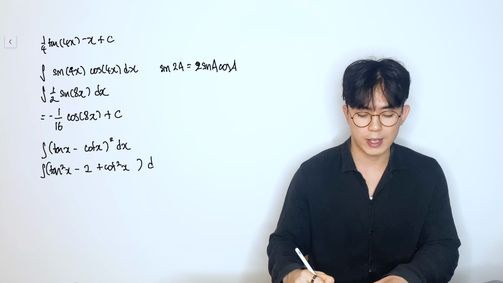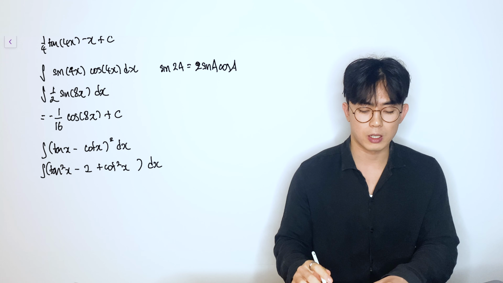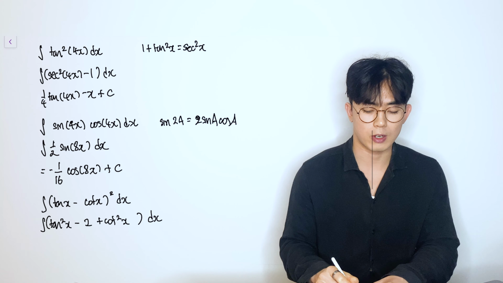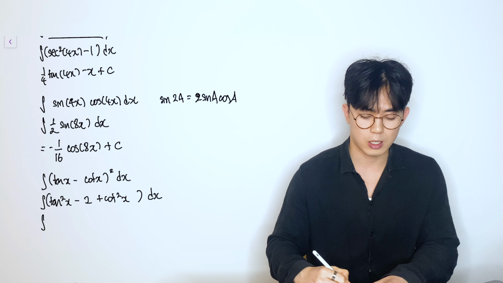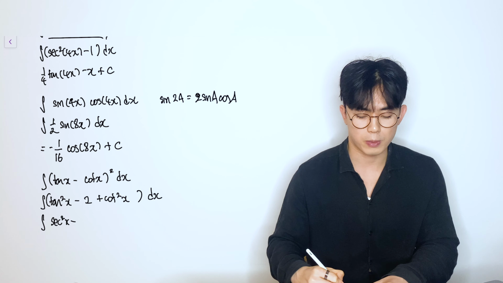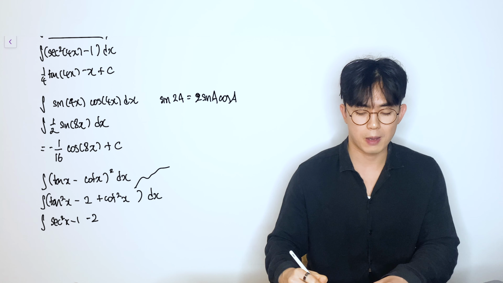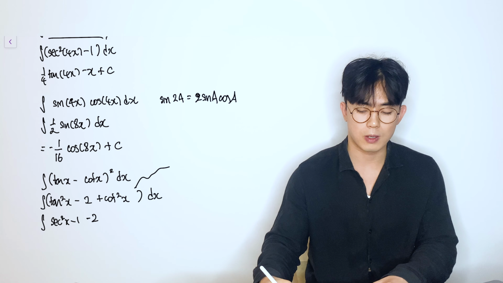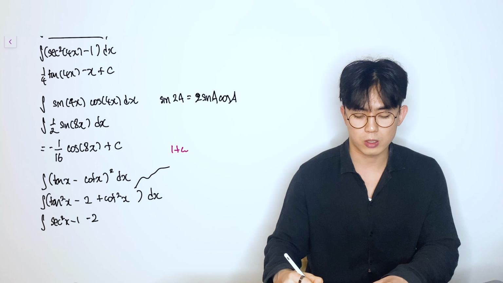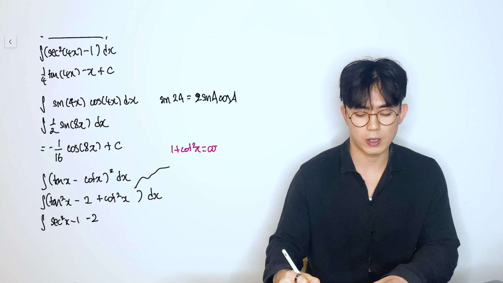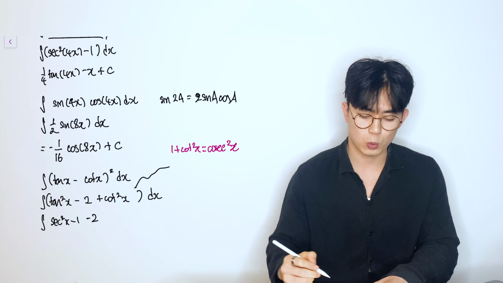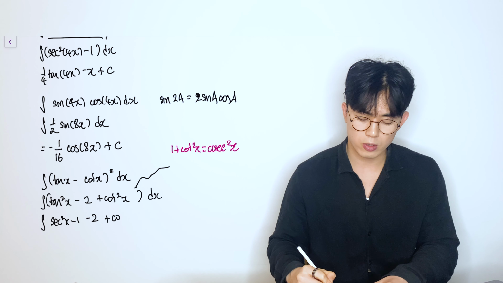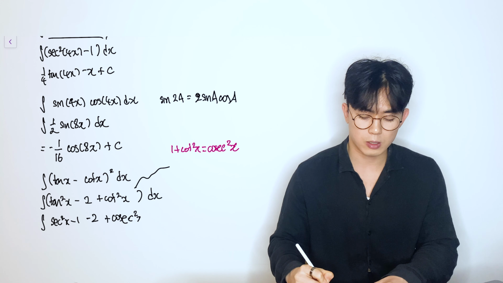We can't actually integrate any of these as they are, so we need to replace each one. Luckily, we looked at how to integrate tan squared before, so I can replace that straight away: this is sec squared x minus 1 minus 2. It's just now a matter of replacing cot squared. Well, I know that 1 plus cot squared is equal to cosec squared, and I know that I can integrate cosec squared. So I can replace this with plus cosec squared x minus 1 dx.